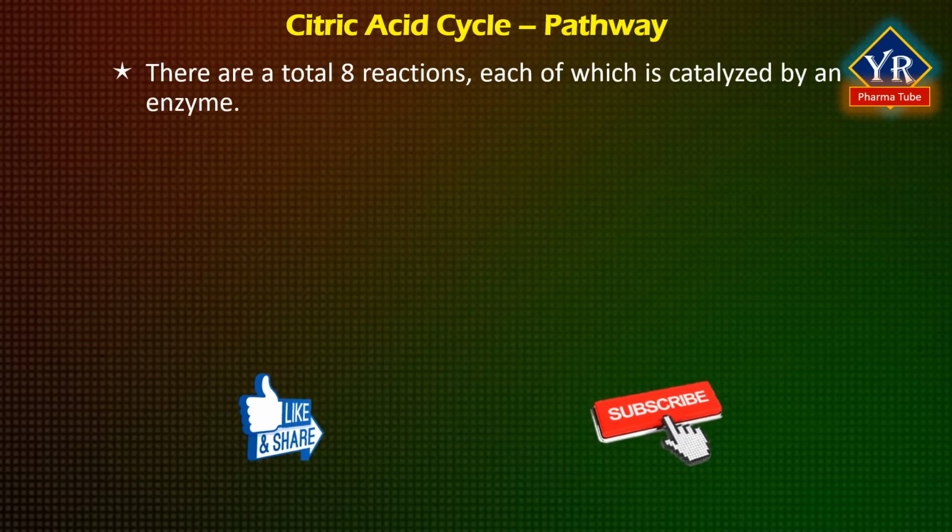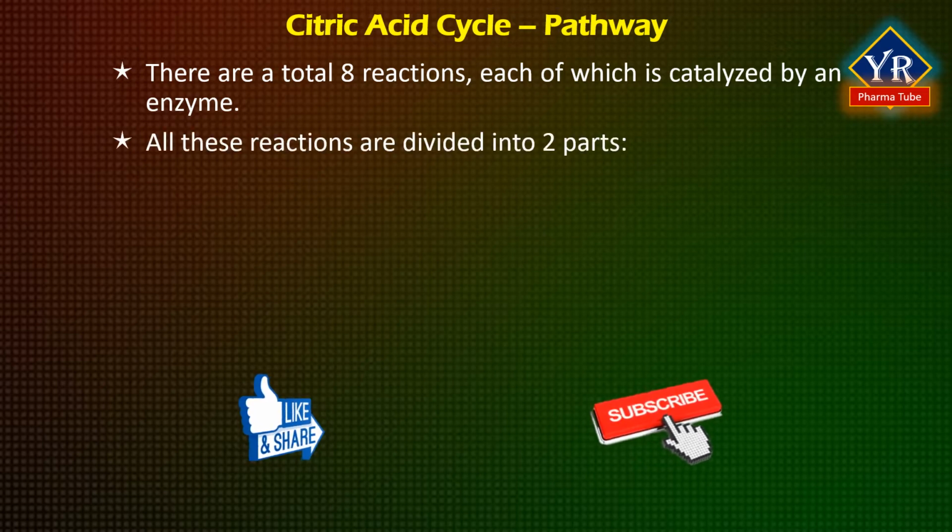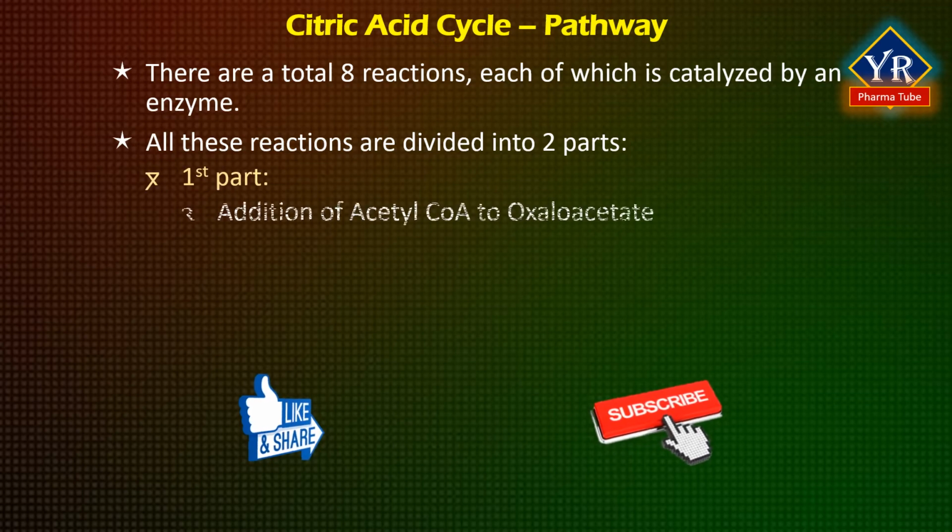Reaction sequence or the pathway of the citric acid cycle. There are a total of 8 reactions in this cycle, each of which is catalyzed by an enzyme. All these reactions are divided into 2 parts. The first part of the cycle includes the addition of Acyl CoA to oxaloacetate to form the 6-carbon product citrate, which undergoes 2 separate decarboxylation reactions that give off carbon dioxide.